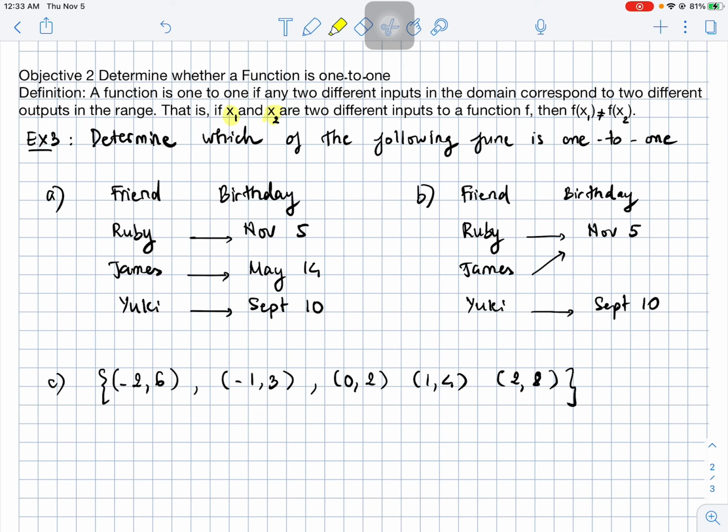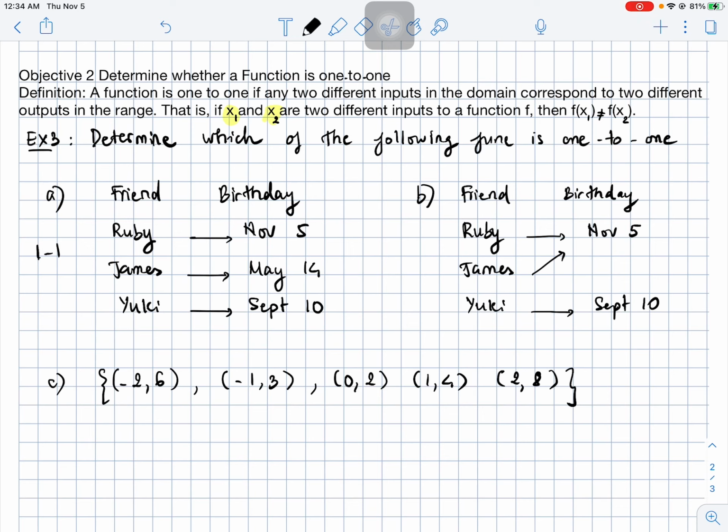So look at Ruby. You have friend Ruby, birthday November 5th. If you change your friend to James, then his birthday is not November 5th like Ruby. His birthday is different, May 14. And then if you change to a different friend, Yuki, then her birthday is different. So in part A, the answer is one-to-one.